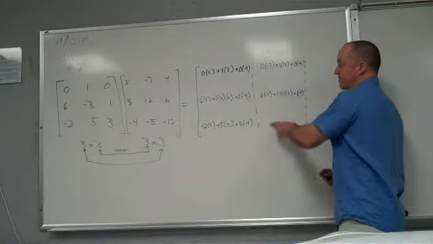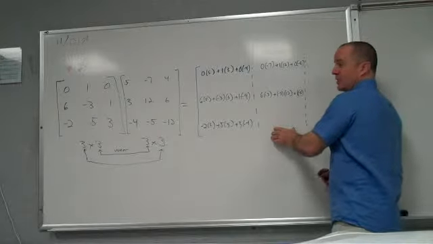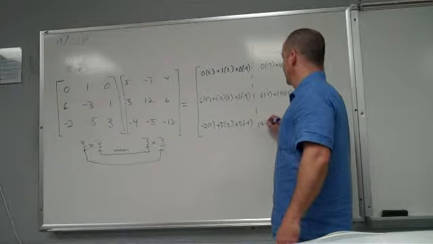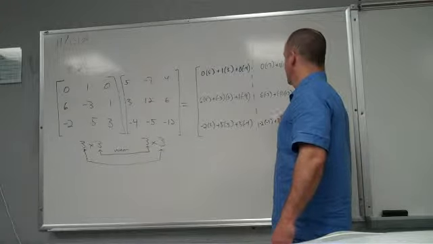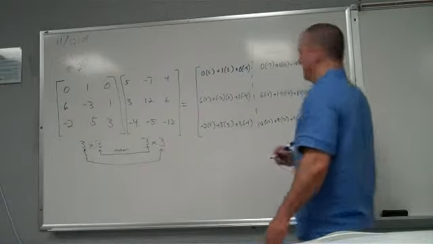Okay, now I want to find this spot here, which is from the third row, middle column. So I use the third row in the middle column. Nimi, give me the numbers I use. So negative 2 times negative 7, 5 times 12, and then 3 times negative 5. Is that how you're going to do it? Yes, I got it.